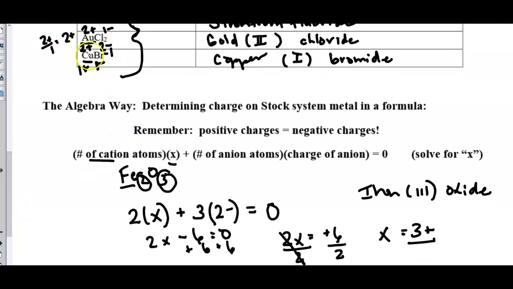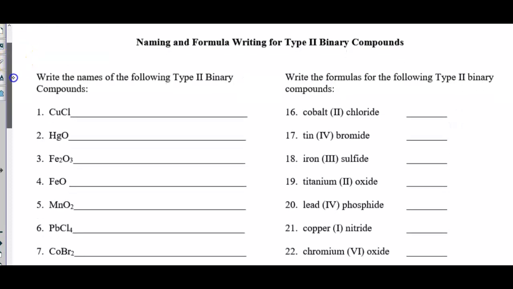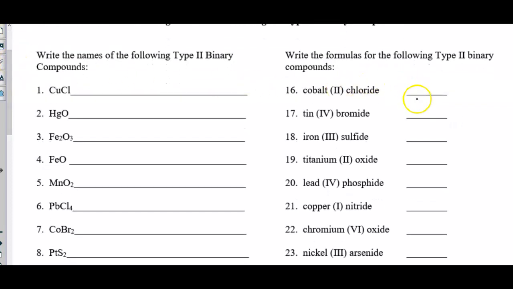So what we're going to do is some practice on the next page. So you're going to be writing the formulas over here, keeping in mind that this 2 on this cobalt 2 chloride is the charge on cobalt, not the number of cobalt ions. Okay, so this is not the subscript, this is the charge on cobalt. Use that and then crisscross.